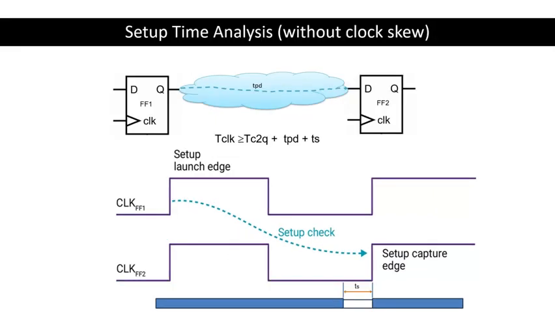Based on the definitions of the clock period, the clock to Q delay, setup time and hold time, now let's look at how we do the timing analysis, which includes the setup time analysis and the hold time analysis. There is a scenario where there is a delay in the clock routing, which we call clock skew, but for the first example, we ignore the clock skew.